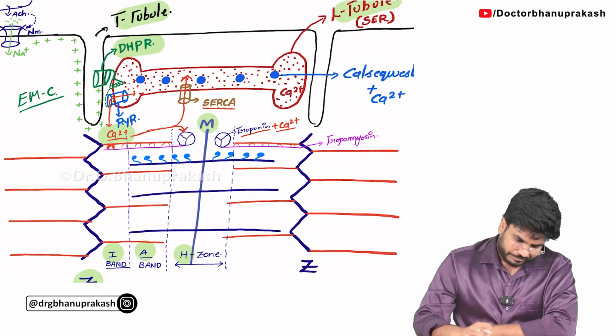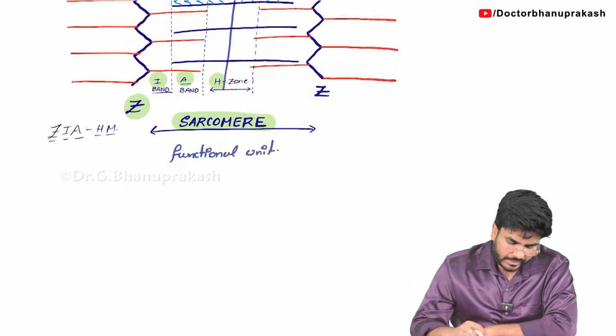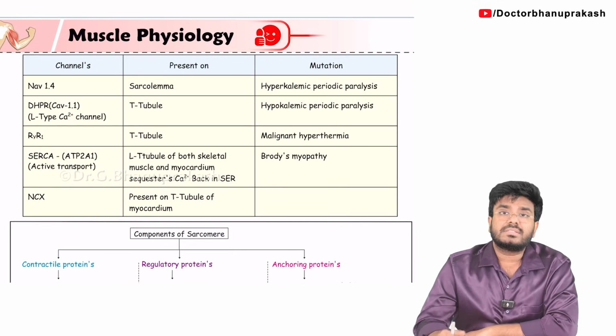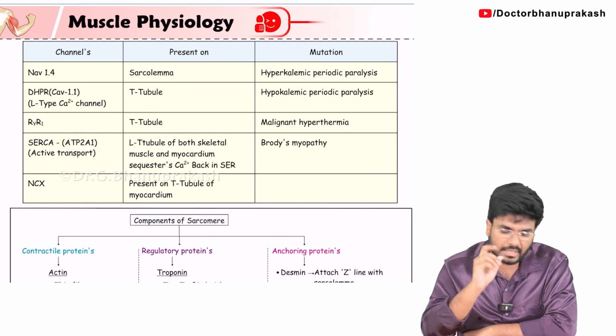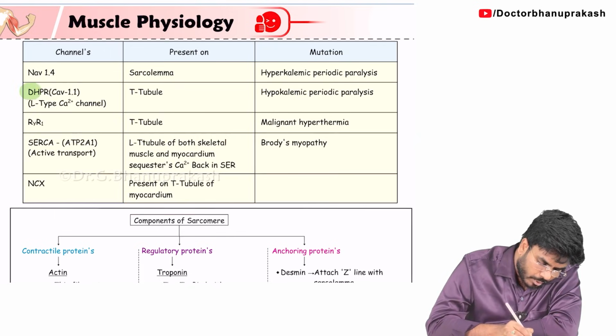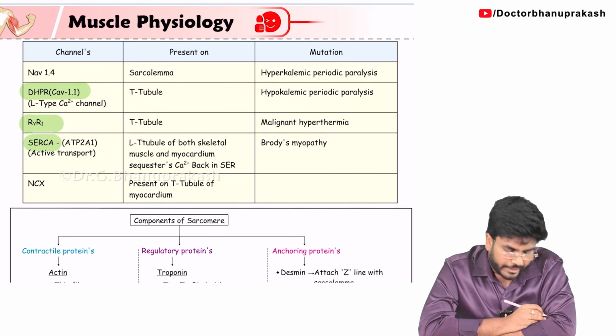Okay. Now, what and all we have discussed here, let me explain the same things in a table. Guys, listen carefully. There are different channels, especially three channels I have discussed with you. A small typing mistake is there, you need to correct it. I have explained the DHPR channel, RYR channel, and SERCA. Three channels I have explained.